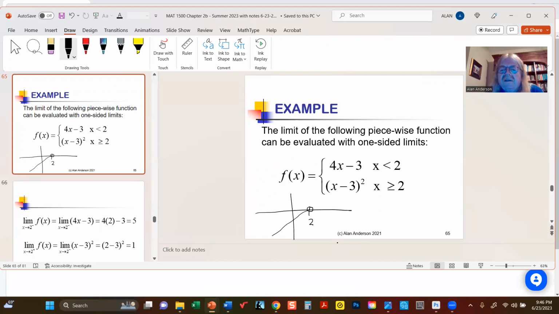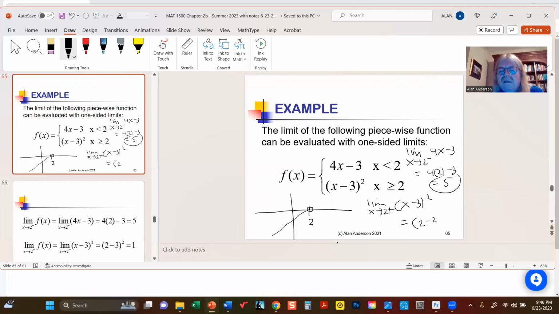So the left-handed limit here, or the limit from the left side, is equal to 4 times 2 minus 3, which is 5. From the right-hand side, we have 1.